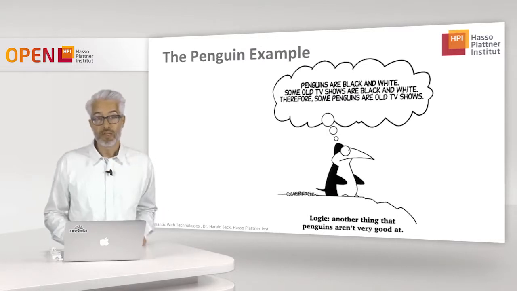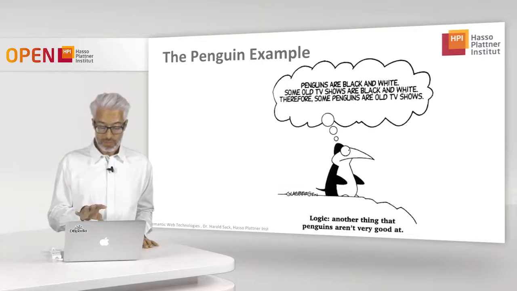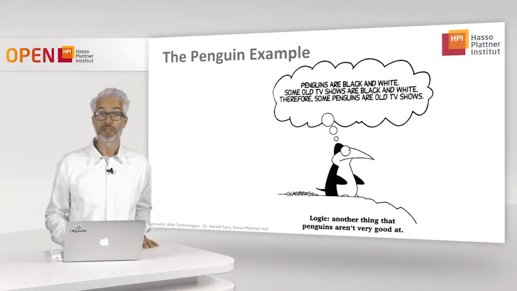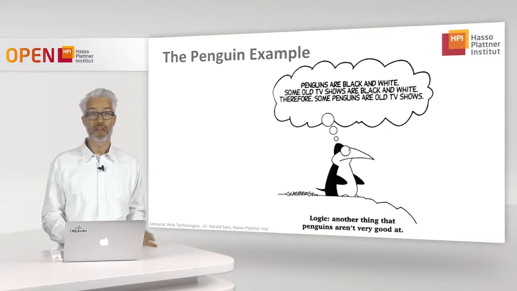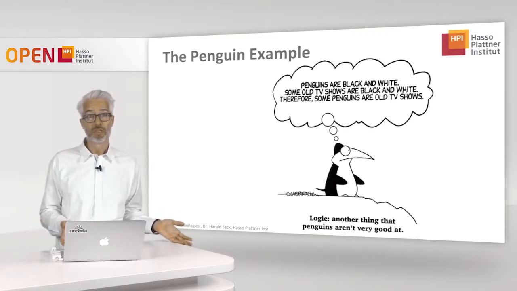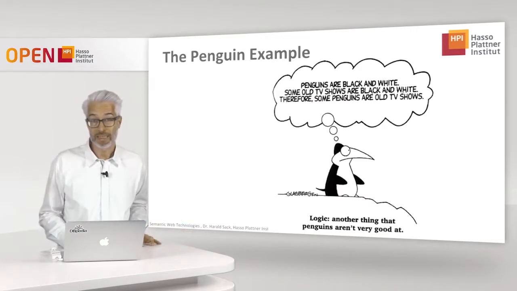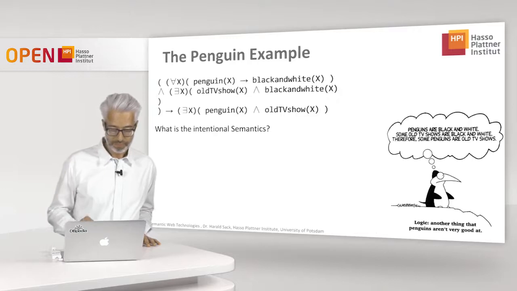We want to have a look at the famous penguin example, where I will explain a little bit further about the semantics of first-order logic. So maybe you know that example already. We are here considering a penguin who thinks about being a penguin, and he says penguins are black and white, and also some old TV shows are black and white. Therefore, some penguins are old TV shows. Of course, we know this doesn't make sense. So let's have a look why it is that way.